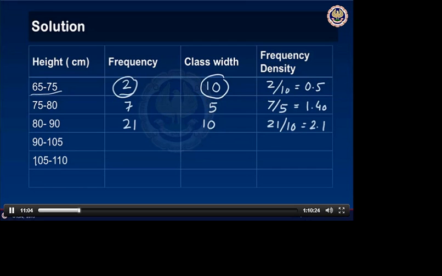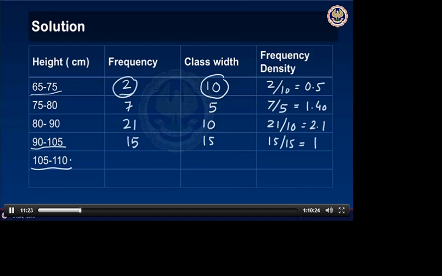Similarly, we can find the frequency density for this class, 90 to 105. There are 15 students, and the class width is 15, that is 105 minus 90. So it will be 15 divided by 15, which comes to 1.